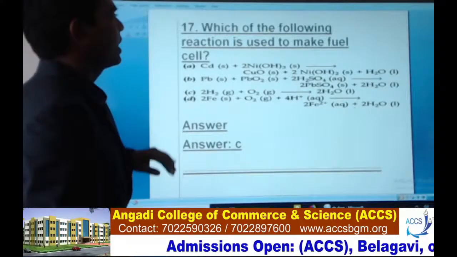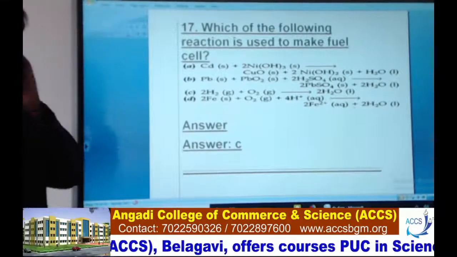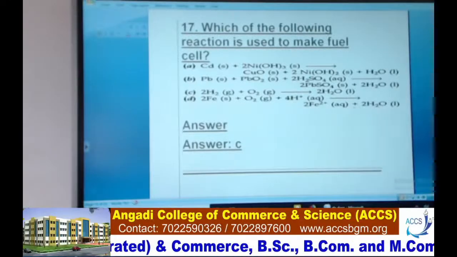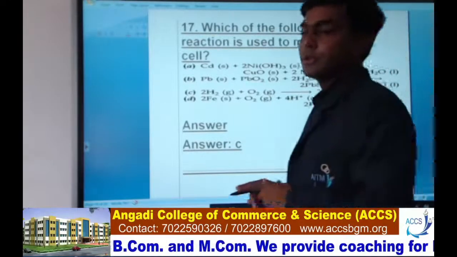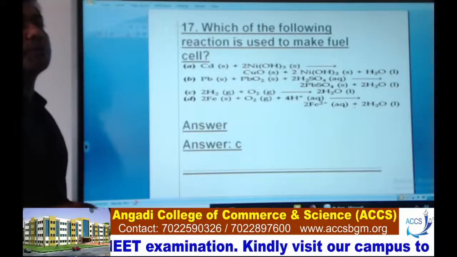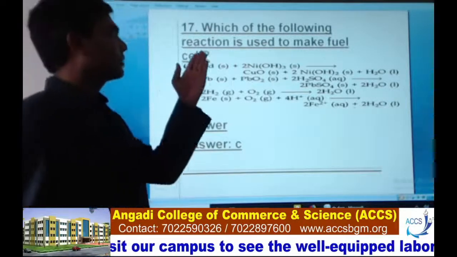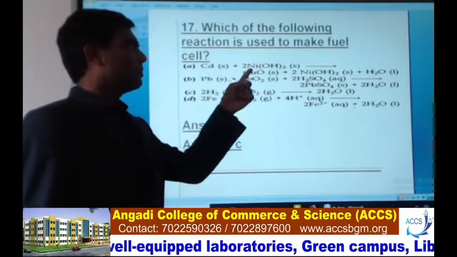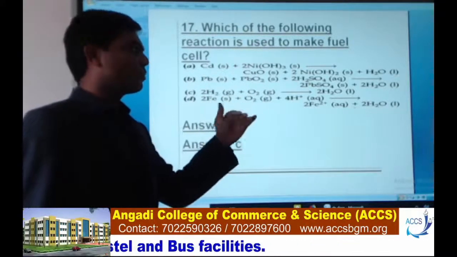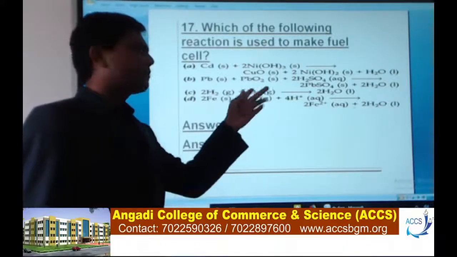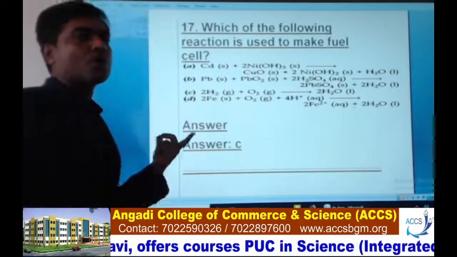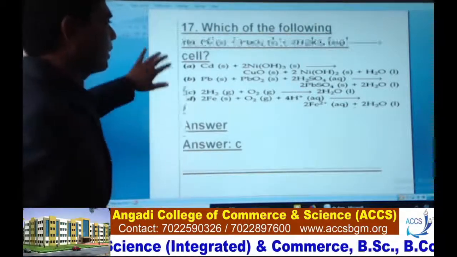Which of the following reactions is used to make a fuel cell? Five minutes before only I told that in cells and batteries we are using lead and nickel and cadmium. Similarly, some of the cells like oxygen fuel cells, hydrogen fuel cells we are doing, and in that she has given the reaction. Cadmium nickel battery, lead oxide battery, iron O2 corrosion reaction, and the last one, H2 plus O2 is equal to 2H2O, which is called the hydrogen oxygen fuel cell. Okay. Next question.